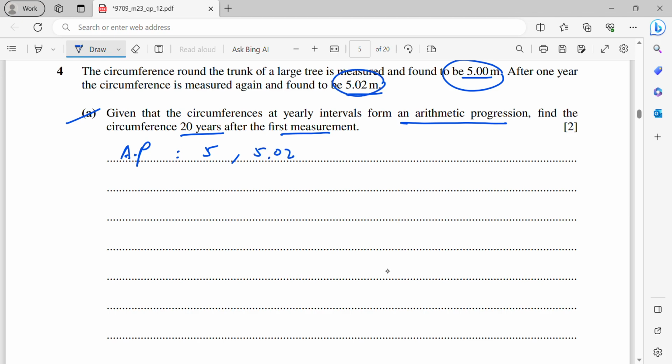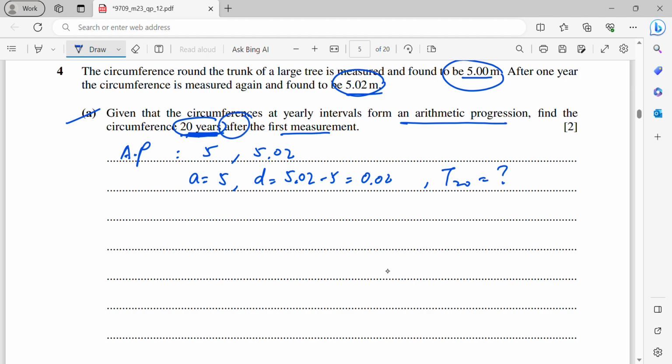So from here, I know that my first term A is 5. My D is 5.02 minus 5, which is going to be 0.02. D is a common difference. And now you need to find, after 20 years, what is the measurement? That means you need to find T20. Okay, so for your information, it is not T20. Look at the question carefully.